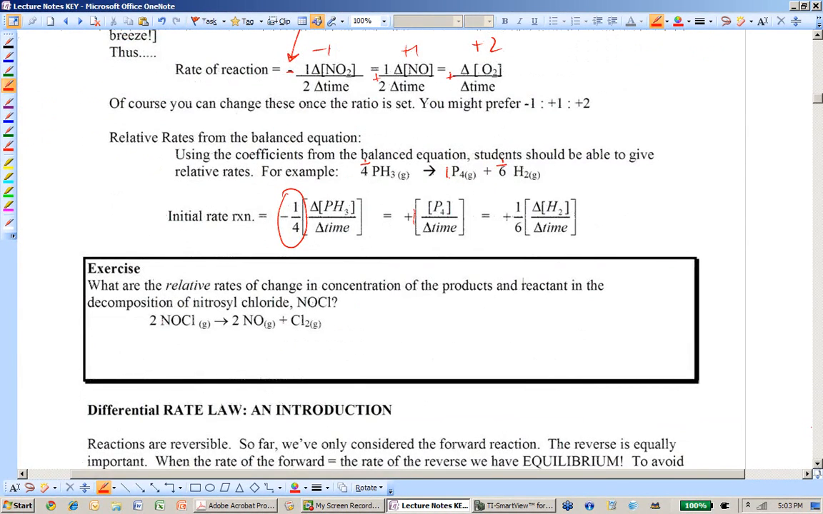So what are the relative rates of change in concentration of the products and reactant in the decomposition of nitrosyl chloride, NOCl? Well, can you apply this pattern is all this is getting you to do. Sure you can. Pause me, and I want you to write this format into this little box using these critters right here. Go ahead, I'll wait. I'm still waiting. I really want you to pause it. I really want you to write it. I'm trusting you.